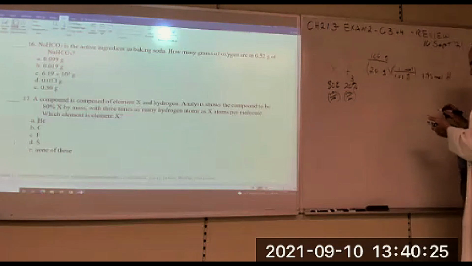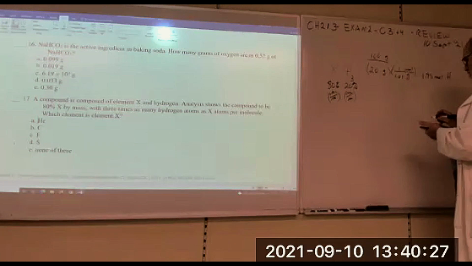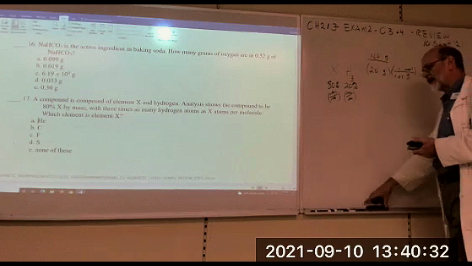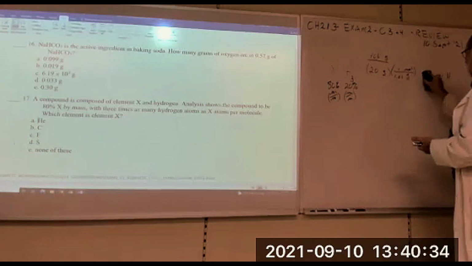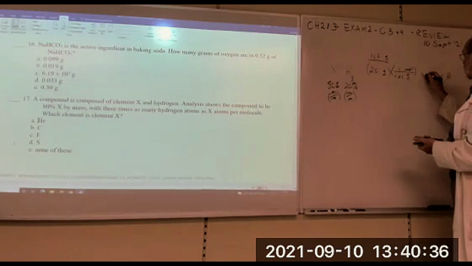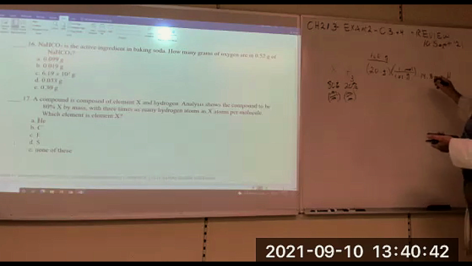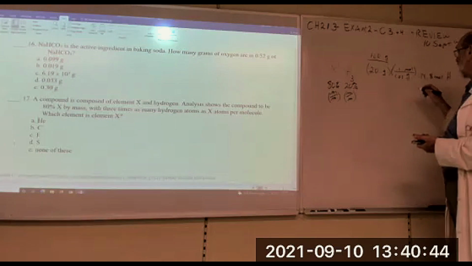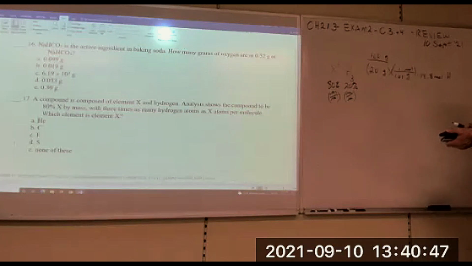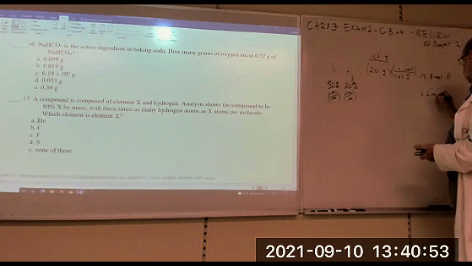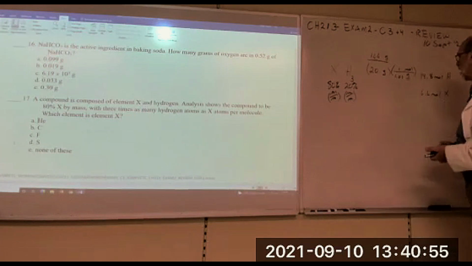So we have 0. Let's see. Wait a minute. Let me do that again. No, it's 19.8. Maybe there was something wrong. 19.8. Yeah, 19.8 moles. And then X is going to be 1/3 of that. 6.6. 6.6 moles of X.